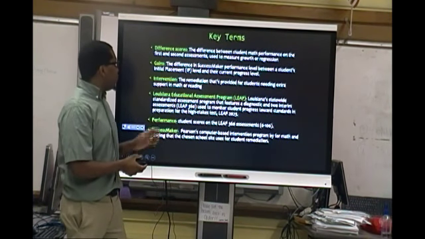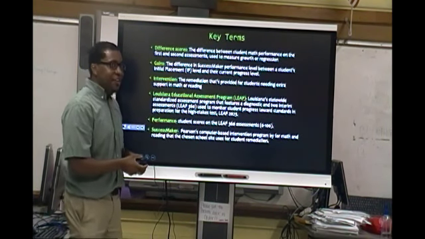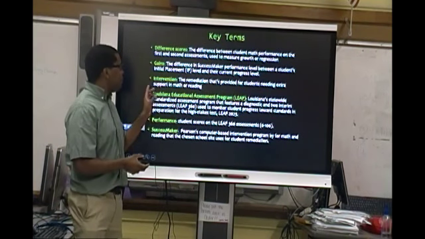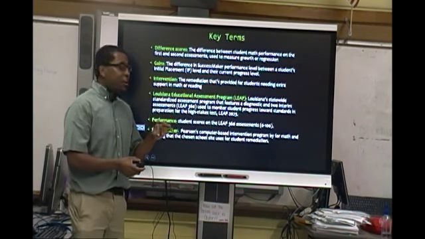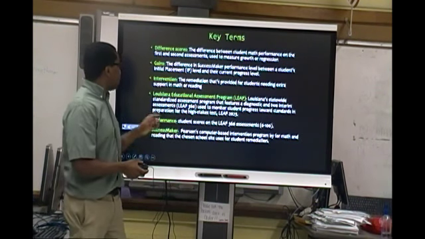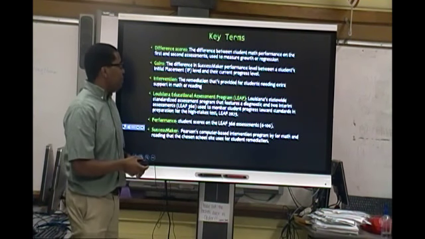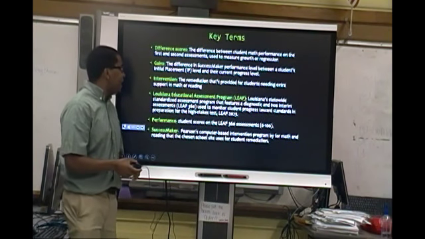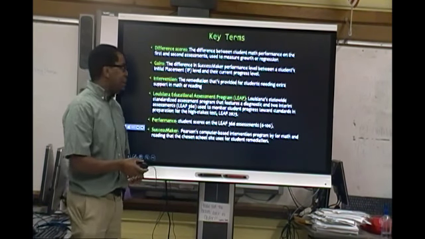We have the gains, which is speaking in terms of SuccessMaker, how they perform on SuccessMaker between their initial placement and their current level at the time of the second assessment, finding the gains they had on there. We have intervention, which is the remediation that's provided for students needing extra support in math or reading.